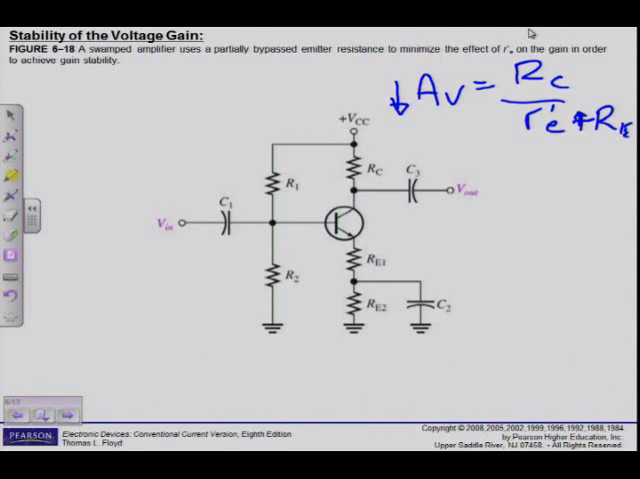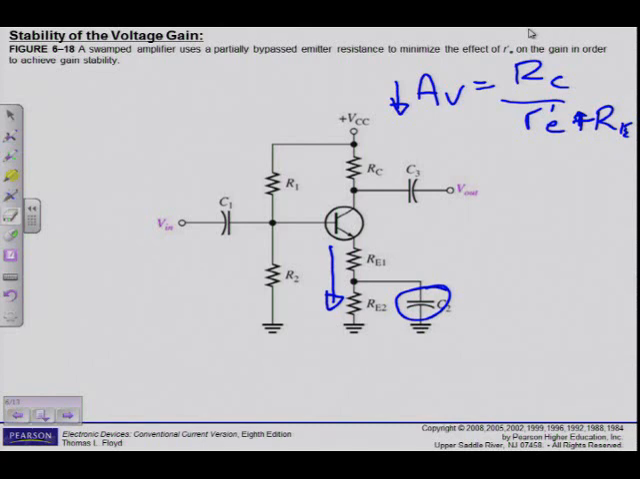Now the method called swamping is shown there in figure 6.18. And what happens? They split the value of RE into two resistors. Can you see RE1 and RE2 now? Say for instance I had a 1 kilo ohm RE. I can now split it into two 500 ohm resistors, and then I would still have 1 kilo ohm for my DC signal. Don't you agree? Because I know my capacitor blocks DC. So if my current flows through one 1 kilo ohm resistor or two 500 ohm resistors, it remains the same, isn't it?